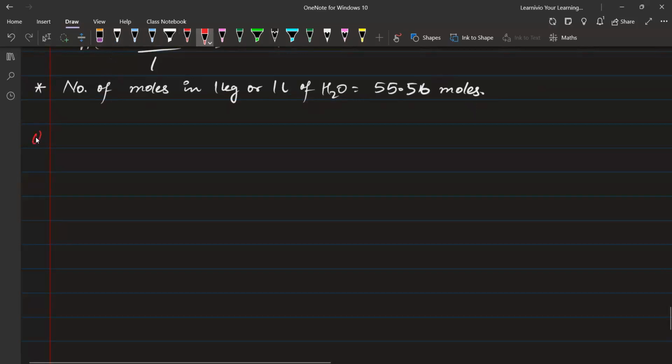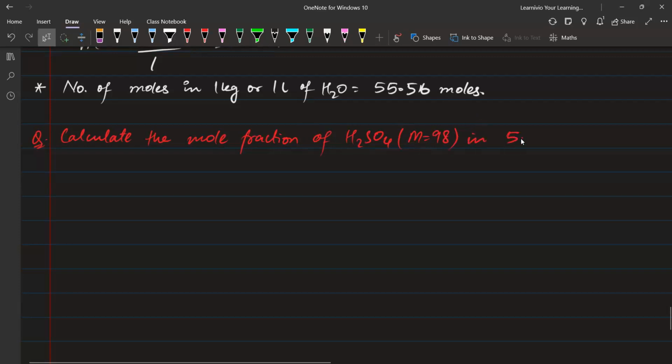Another question. Calculate the mole fraction of H2SO4. I've given the molar mass, it is 98, in a 5 small m H2SO4 solution. You want to try it? Yes, sir.